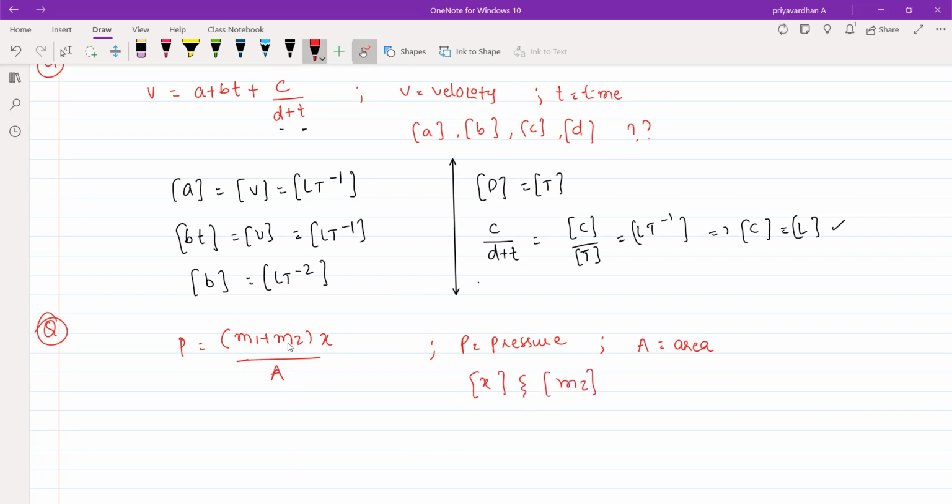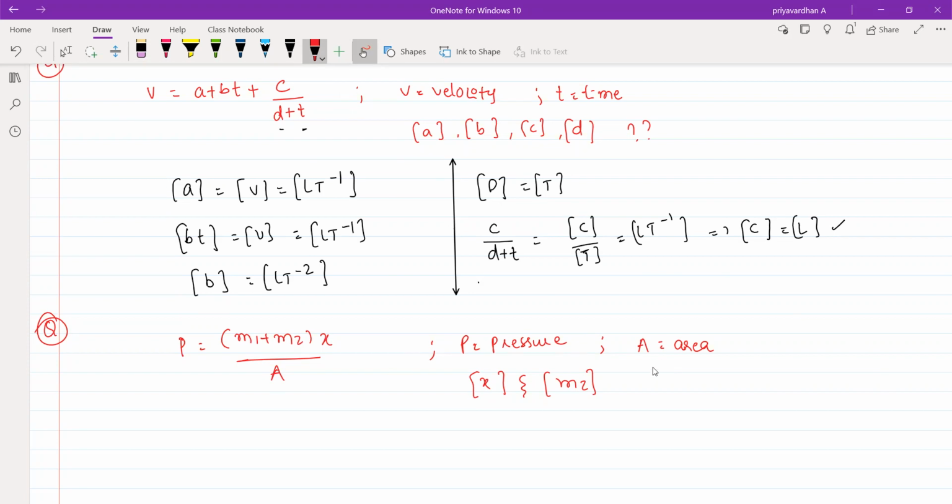We don't know whether it is force by area. Yes, force by area. Good, exactly. So this entire quantity must be equal to force, right? Proceed. M1 plus M2 is force. M1 plus M2 into X is force. Yes, sir. Try to proceed with that.